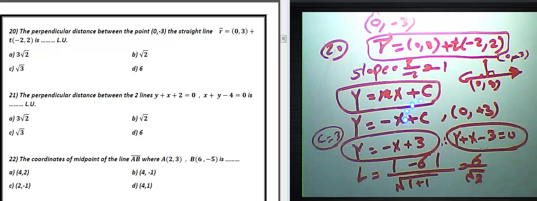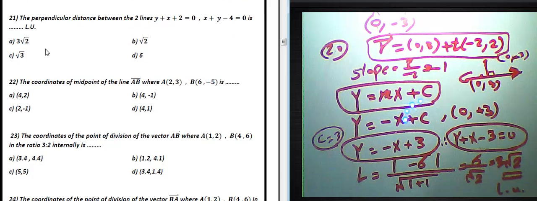6 over root 2, multiplying root 2 in the numerator and denominator. The result will be 6 root 2 over 2. It will be 3 root 2 length units. Okay, my students? The result will be 3 root 2, letter A. Okay. Question 21. The perpendicular distance between two lines is blank.